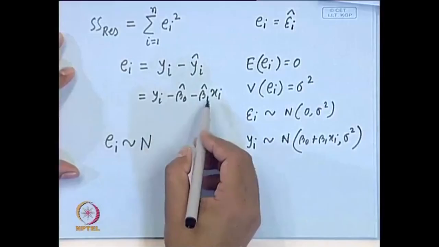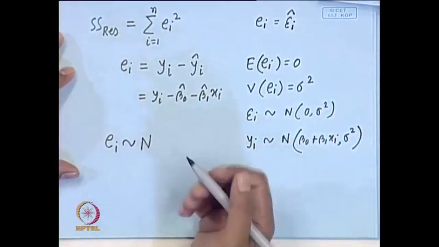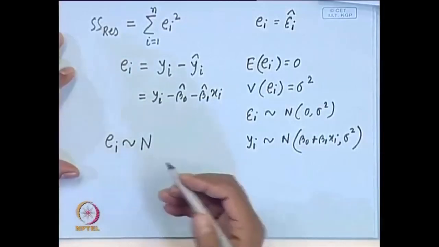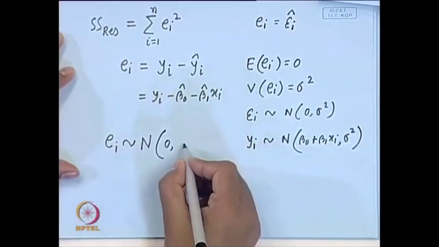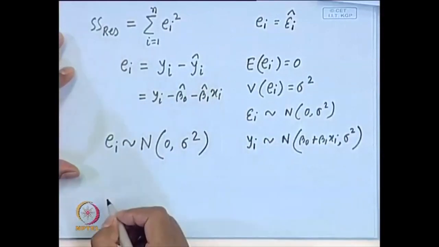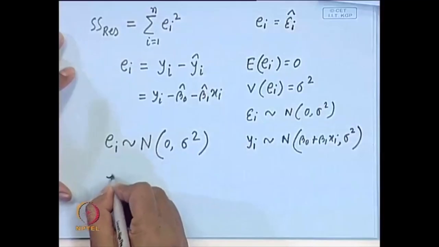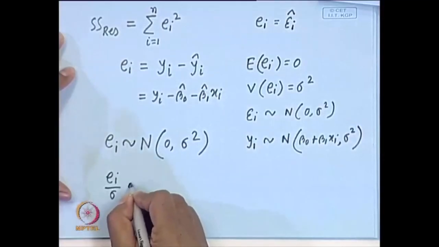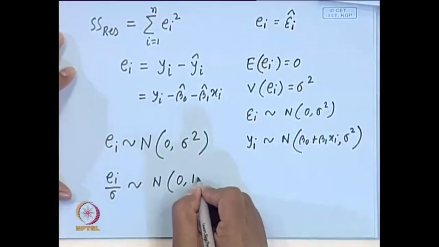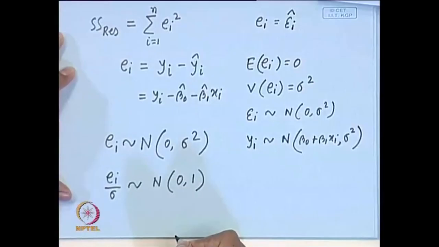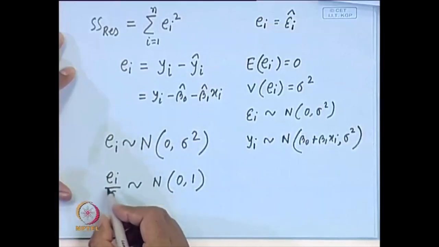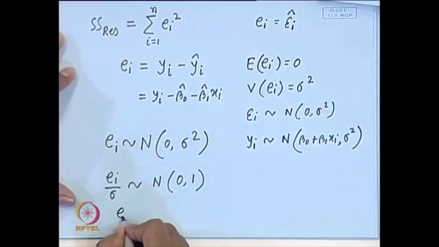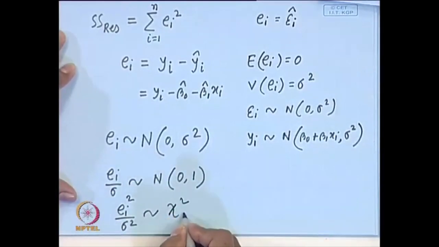normal, because ei is a linear combination of normal variables, and the linear combination of normal variables is also normal. So, that is why ei follows normal with mean 0 and the variance equal to sigma square. And from here we can say that ei by sigma follows standard normal 0, 1. And also, since ei by sigma follows standard normal, we can say ei square by sigma square follows chi square 1.